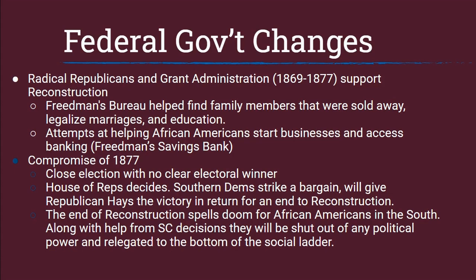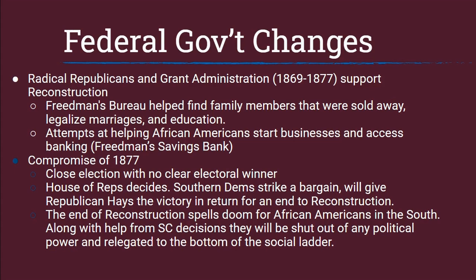Congress created the Freedmen's Bureau, which is one of the first instances of direct aid from the federal government to large swaths of citizens. The Freedmen's Bureau helped find family members that were sold away during slavery, also legalized marriages that occurred on slave plantations, and helped educate the newly freed men. There also were attempts at helping African Americans start businesses and banking through the Freedmen's Savings Bank, although, like a lot of departments in the Grant administration, it was hopelessly corrupt.